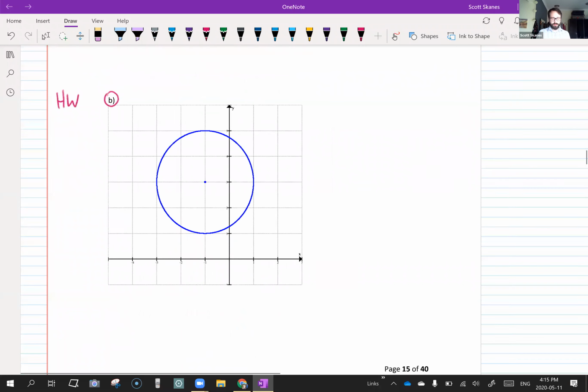B is the exact same process. You should be able to get that very easily. Me, by looking at it, I can say that it's X plus 1 squared plus Y minus 3 all squared equals 4. So I didn't even write anything down. I can get it in my head. You don't need to get it in your head, but it's very fast. They're very fast questions.